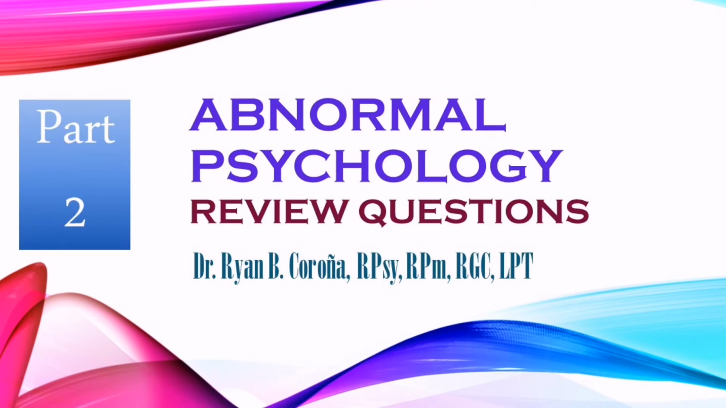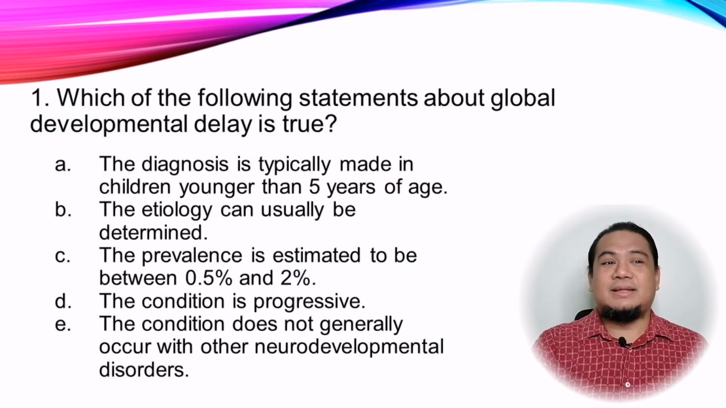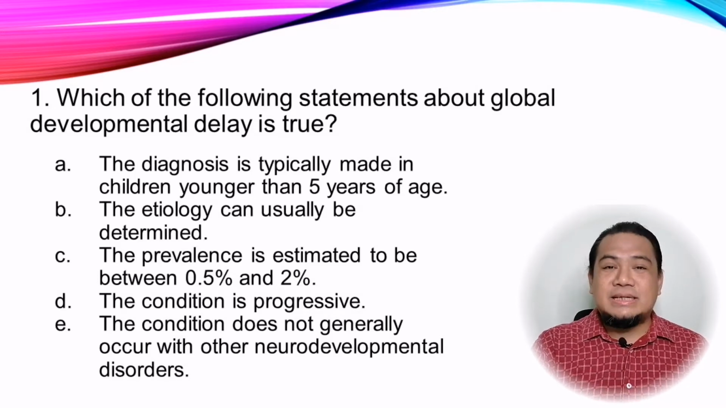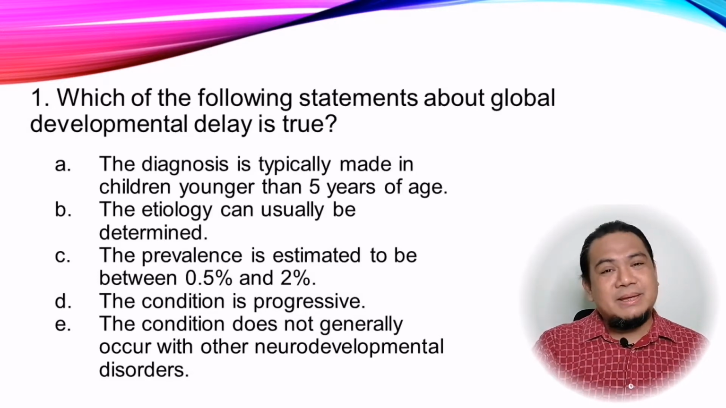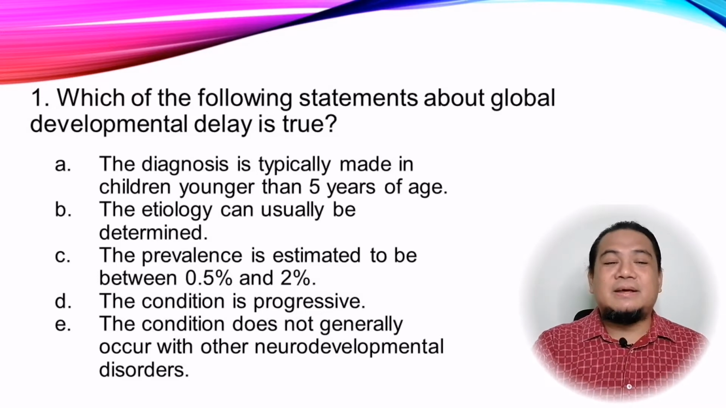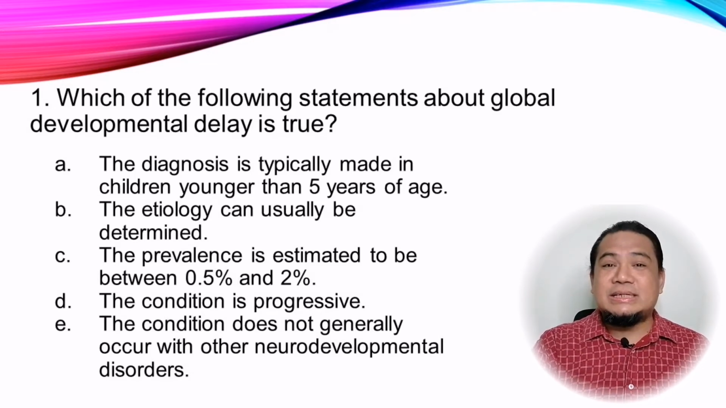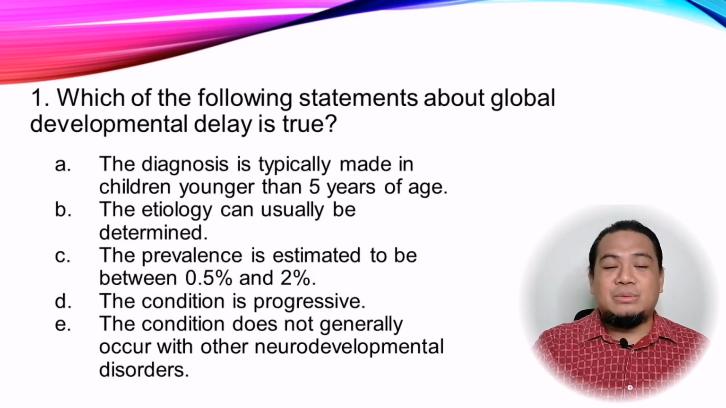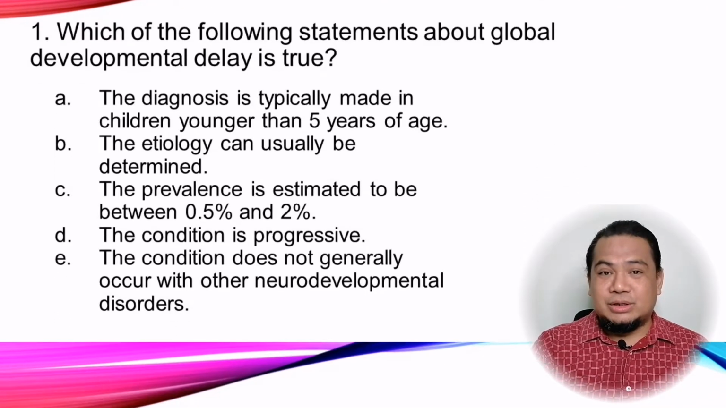Abnormal psychology review questions. Number 1. Which of the following statements about global development delay is true? A. The diagnosis is typically made in children younger than 5 years of age. B. The etiology can usually be determined. C. The prevalence is estimated to be between 0.5% and 2%. Letter D. The condition is progressive. Letter E. The condition does not generally occur with other neurodevelopmental disorder.